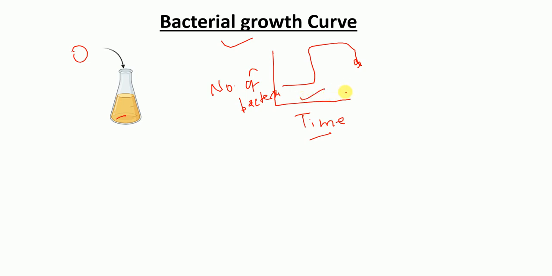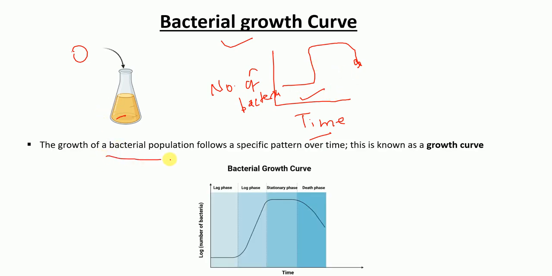So the growth of a bacterial population follows a specific pattern over time. This is known as a growth curve. As I explained earlier, it is plotted with the number of bacteria on the y-axis and time on the x-axis. The population follows a specific pattern over time as shown here. This phase is called the lag phase, this is the log phase, this is the stationary phase, and finally the death or decline phase. Now I'm going to talk in detail about these different phases.